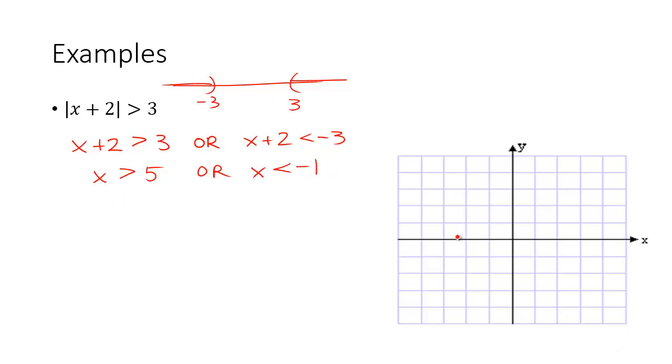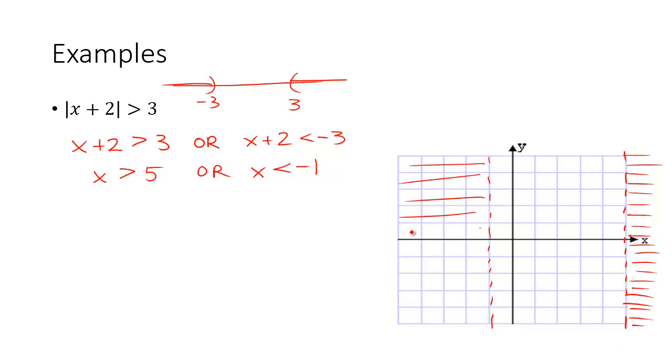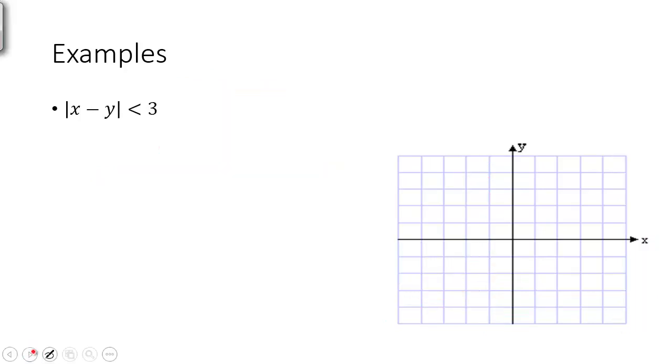Similarly, we look for the boundary. This time, when x is greater than 5, 5 is right here. It needs to be dotted because it's not including, and it's going to be everything bigger than that. For x less than -1, it's also dotted, and all the smaller points will be shaded. So there's an example of the answer there. All right, let's move on.